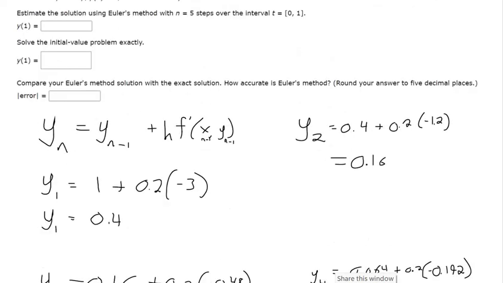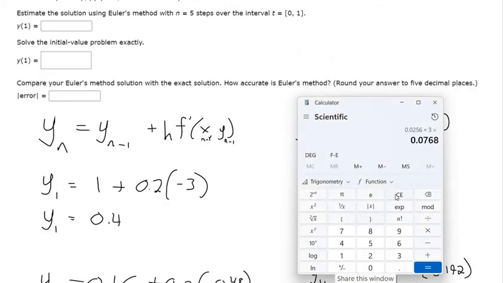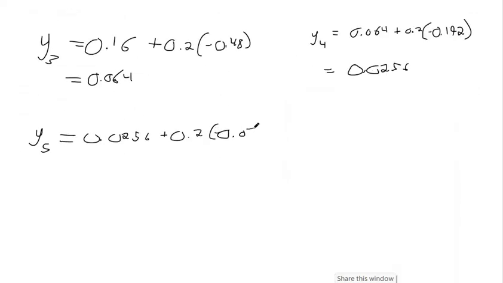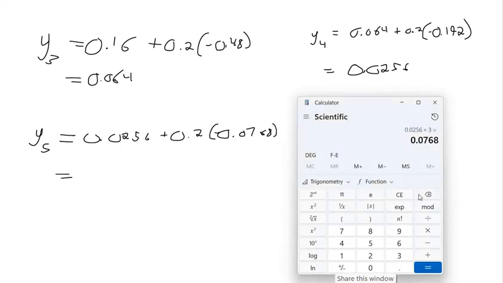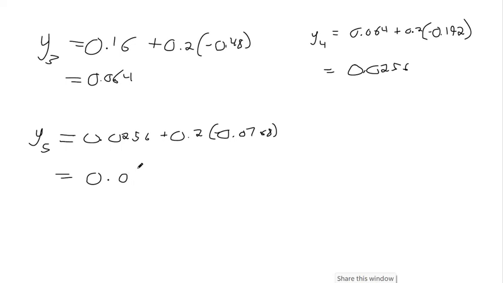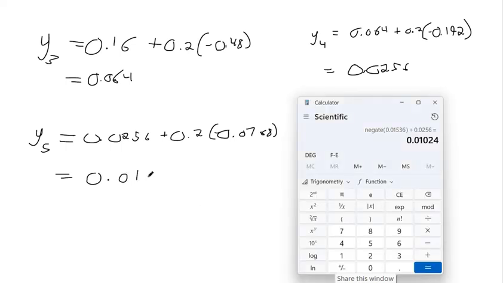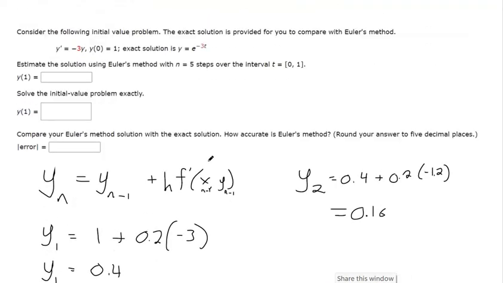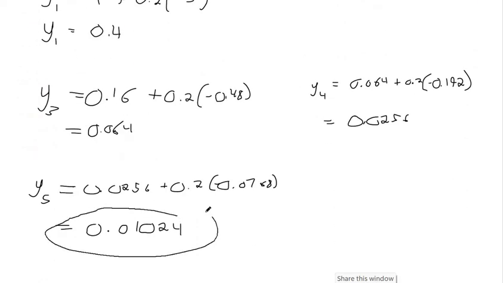Plugging in 0.0256 into that derivative, it's negative 0.0768. Multiply and add. So we got 0.01024. So that's our approximation of the solution of y of 1 using Euler's method. That's what goes in that top box.